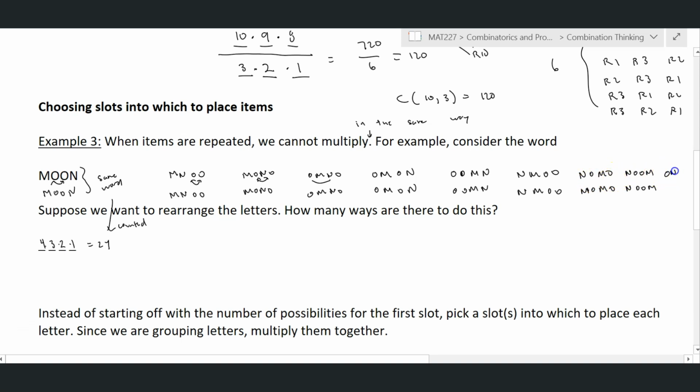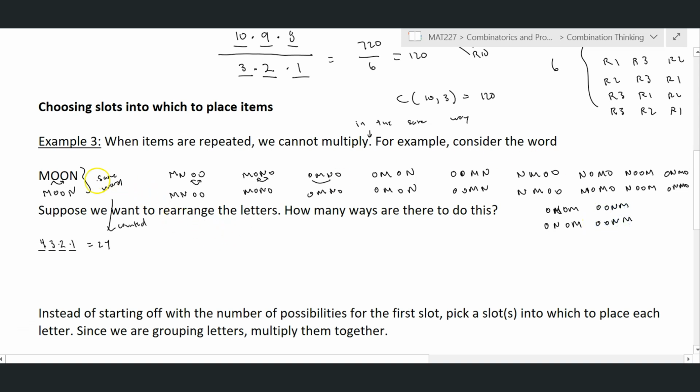So O-N-M-O, O-N-M-O. And then we could have O-N-O-M. And then shift the N one more position, O-O-N-M.